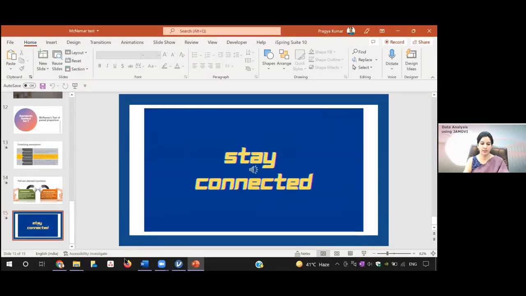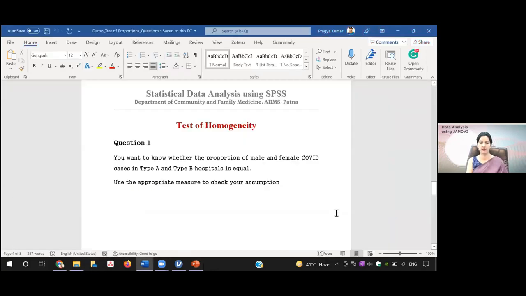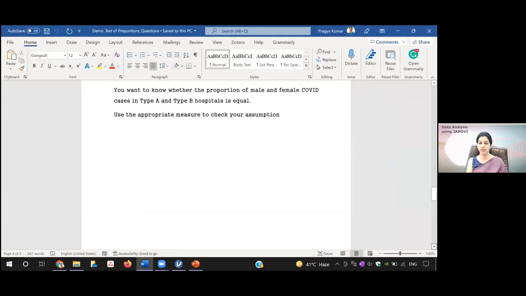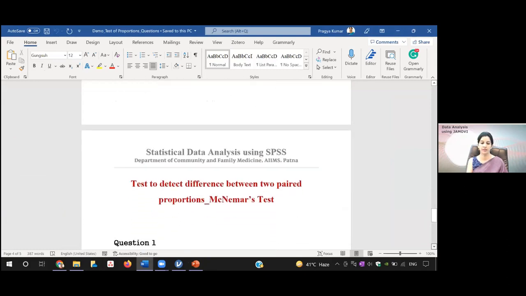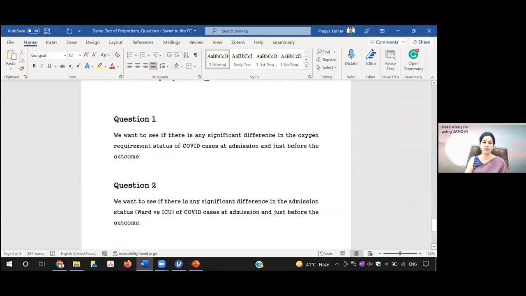So now coming to the question. The question which I have to demonstrate is, there are two questions. I want to see whether there is a significant difference in the oxygen requirement status of COVID cases at admission and just before the discharge or death, maybe, because there are two statuses. So just before the outcome. And then the second case, I have to see whether there is any significant difference in the admission status, that is ICU versus ward, of the COVID cases at admission and just before the outcome.